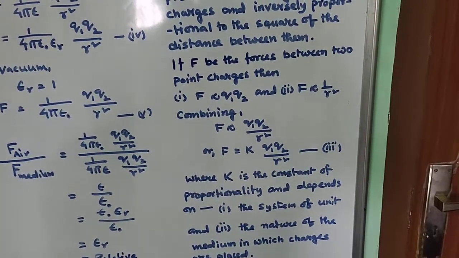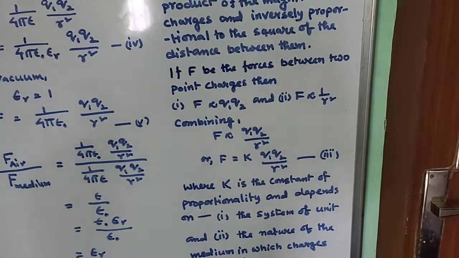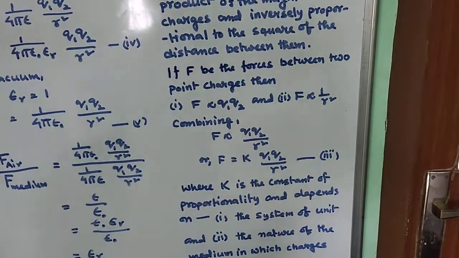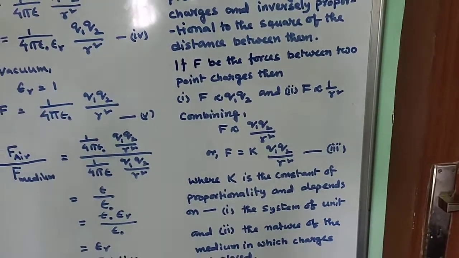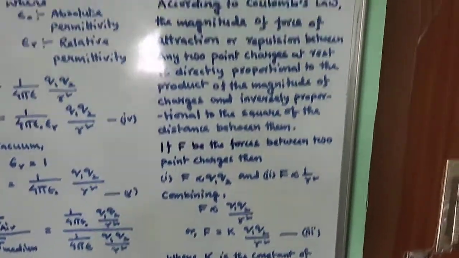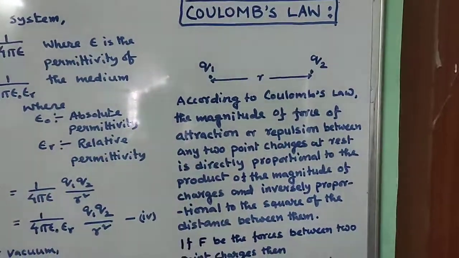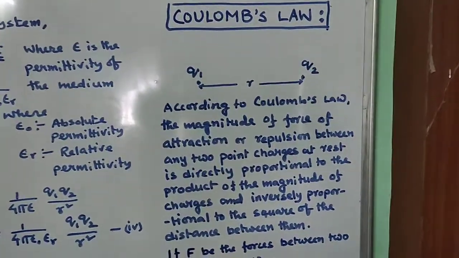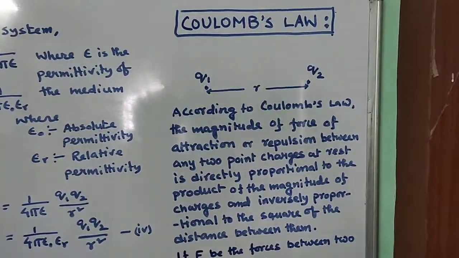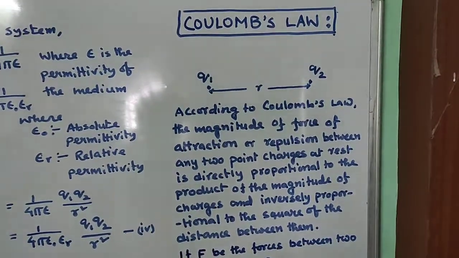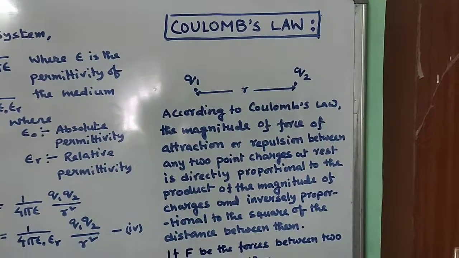So K is a constant and it depends only on two factors. One is your system of unit, on what system you are considering the force, charges and distance, and another one is the medium between the 2 point charges. If the medium is rarer, then the force will be high. If the medium is denser, the force will be less. It means if the medium is rarer, then more influence will pass from one charge to the other, and if the medium is denser, less influence will pass. It's very simple.